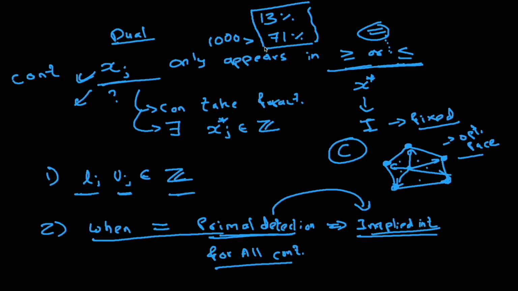So why this speed up? It's because they are now marked as implied integers, we could branch on them, we could create better coefficients for them, we could create better cuts for them, and all of that pays off a little bit. So that's implied integer detection.